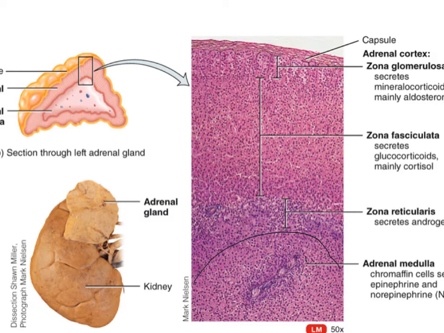So that's this all down here. So we're going to get rid of that. Again, we're focusing up here on the adrenal cortex. The three layers that make up the cortex, and again, they're named after their appearance.